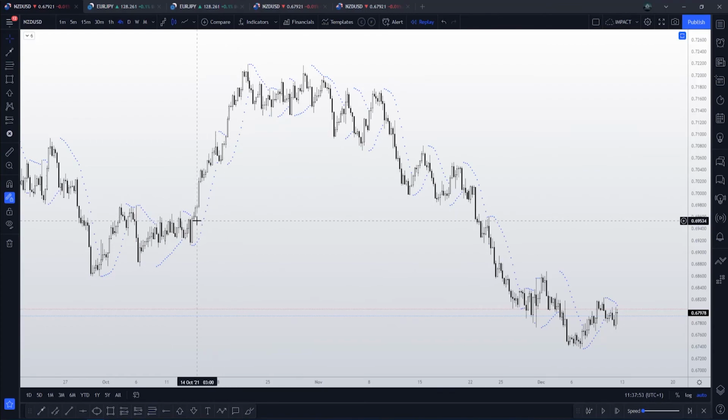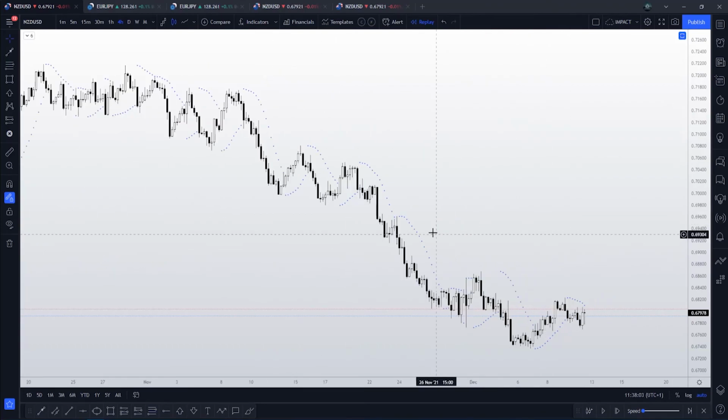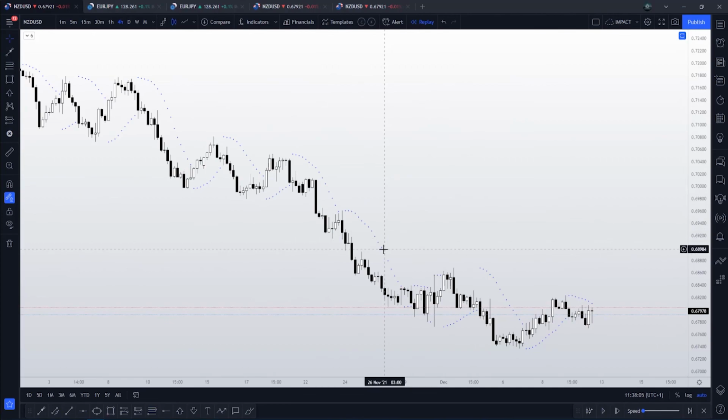Dots below the candles means price is bullish. Dots above the candles indicates that price is bearish. When price is more volatile, the dots will be further apart, as you can see here, leaving more vertical space in between them. When price is printing small candles, almost in a consolidating manner, as you can see here, the dots will be very close to each other.